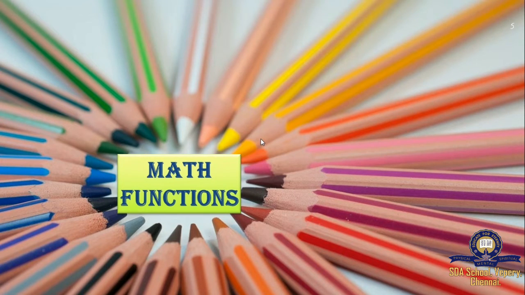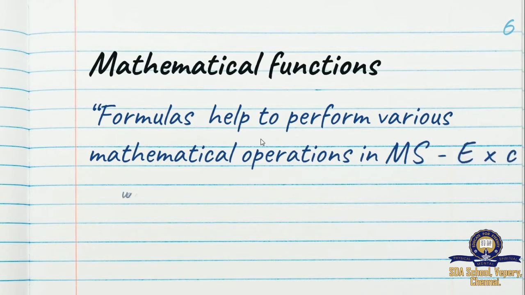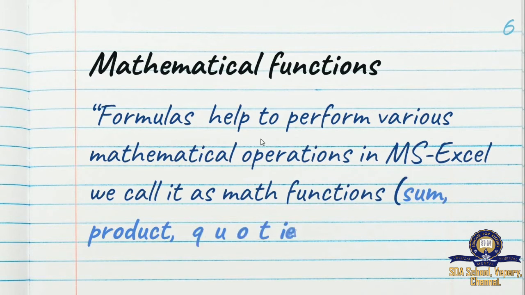Using those functions, you can finish your mathematical operations. So let us see how we can work out in this mathematical operation now. For that, you must know what mathematical functions are in MS Excel. Formulas help to perform various mathematical operations in MS Excel. We call them math functions: sum, product, quotient, and power. So how do these functions look? We'll see in the next slide.